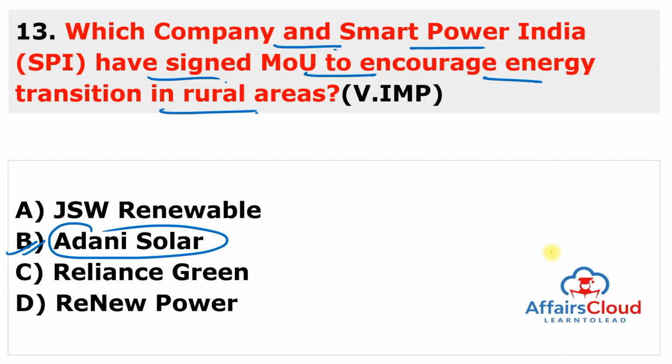So you don't have to remember anything, just remember the company is Adani Solar and the next company is Smart Power India, who have signed a memorandum of understanding to encourage energy transition in the rural area, especially through the solar rooftop panels.